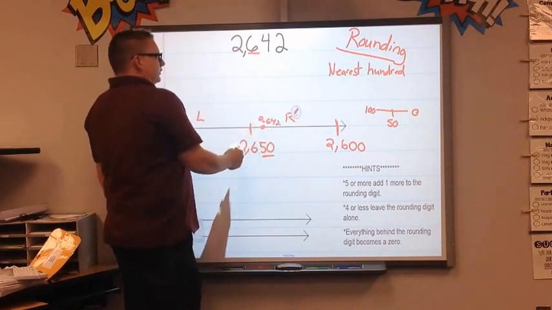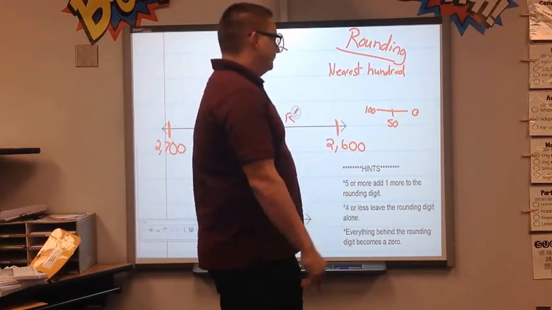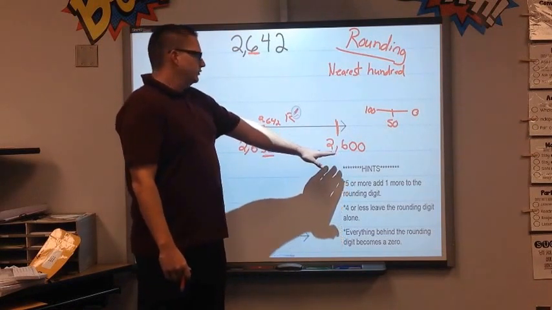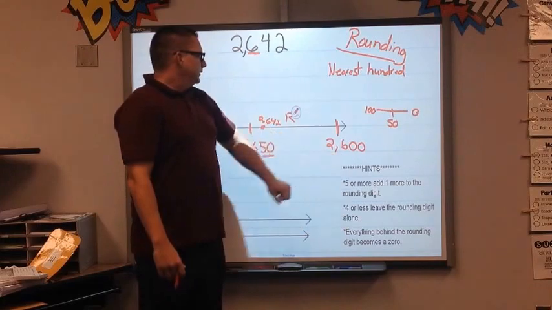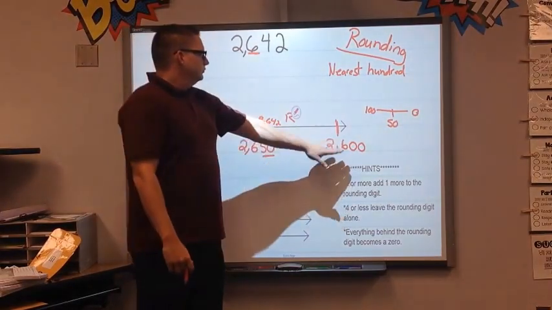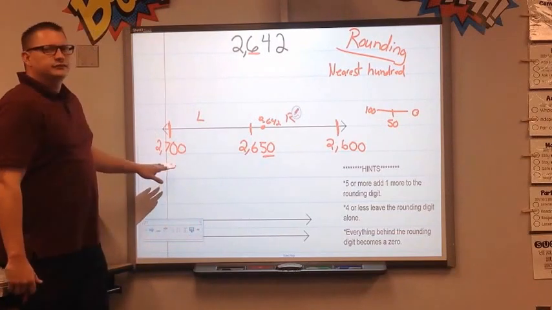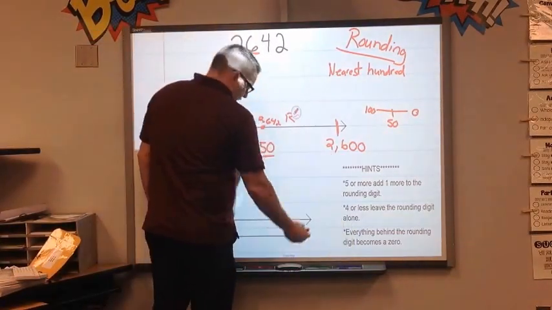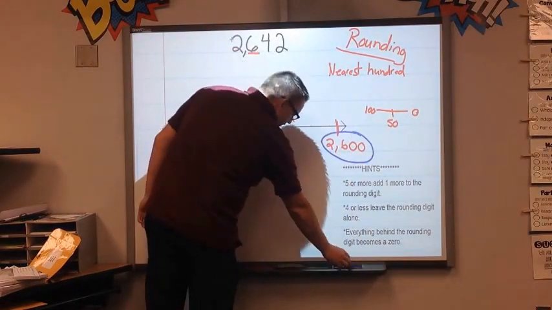All right, so is it going to be closer? And that's what rounding is all about. What 100 is it closer to? Is it closer to this 100? And the reason I keep saying it's 100 is because if we count by 100, we will get to 2,600, okay? So is it closer to 2,600? Or is it closer to 2,700? Okay? And just by the number line, you can tell it's going to be closer to 2,600, okay?